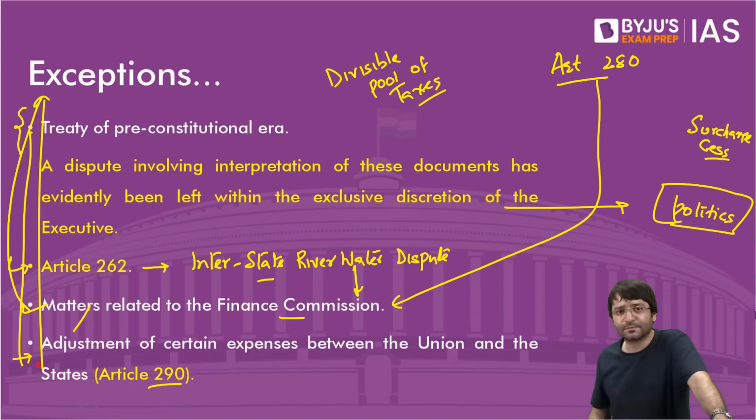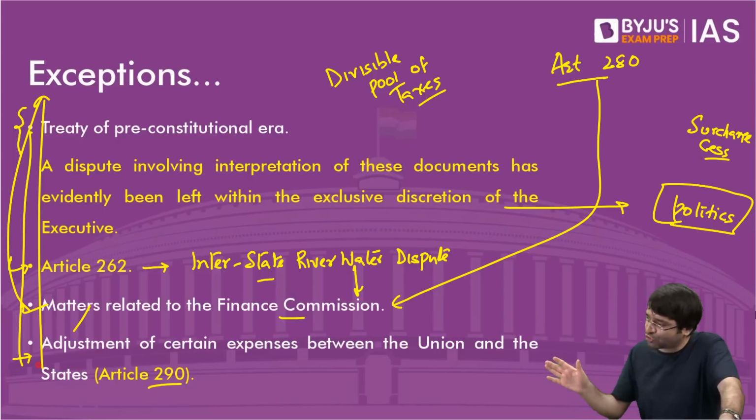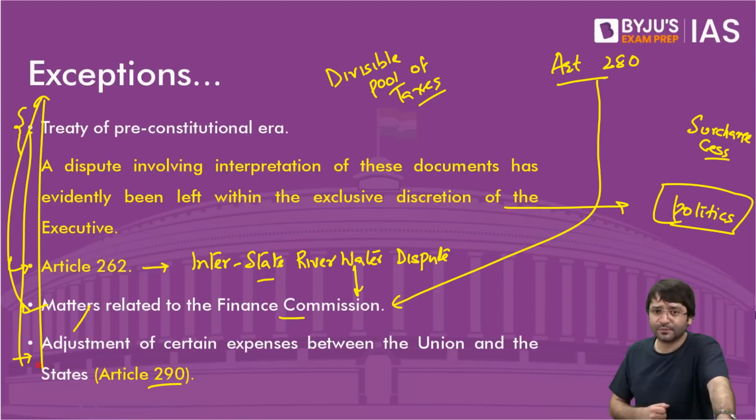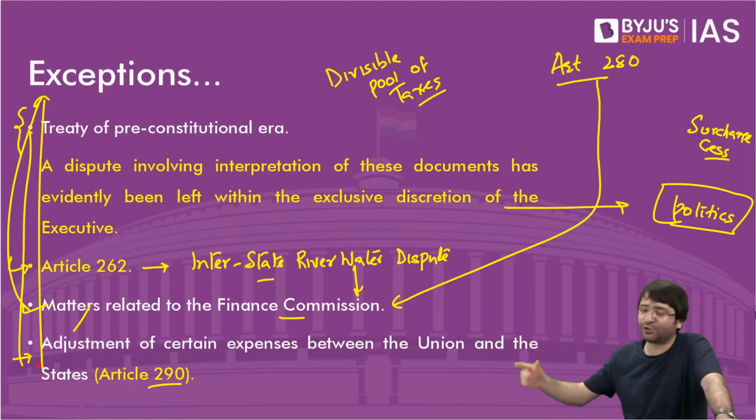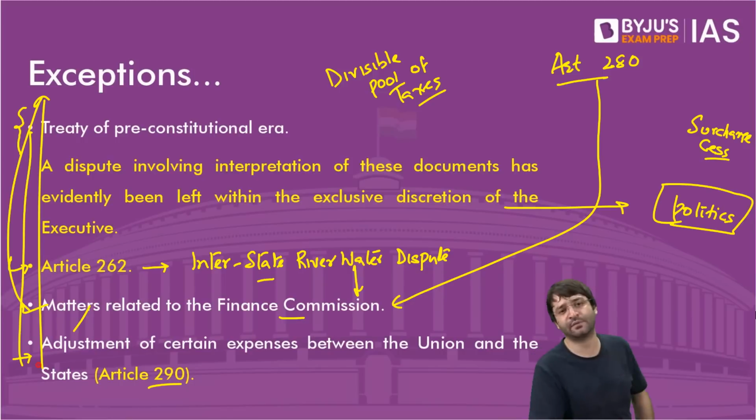But then there are exceptions. Some matters are kept outside the purview of the Supreme Court. If there is a pre-constitutional agreement or a treaty, it cannot be challenged in the court. Interstate river water disputes, the Supreme Court will not have the original jurisdiction. The Supreme Court may have an appellate jurisdiction. That means once the award is given by the tribunal, you can approach the Supreme Court. But directly on an interstate river water dispute, you cannot approach the Supreme Court. Disputes related to Finance Commission matters. On all these matters, the Supreme Court does not have the original jurisdiction.